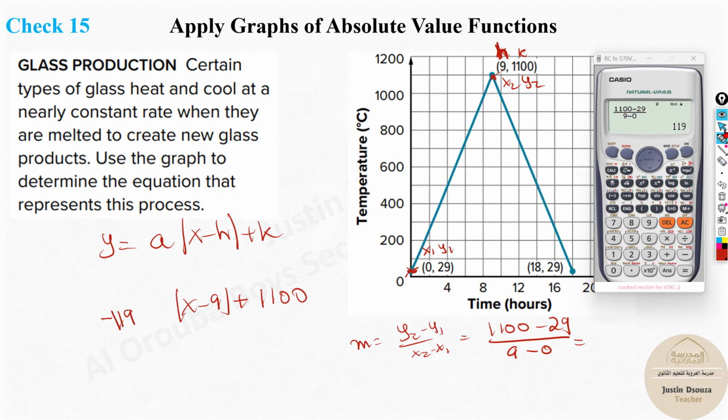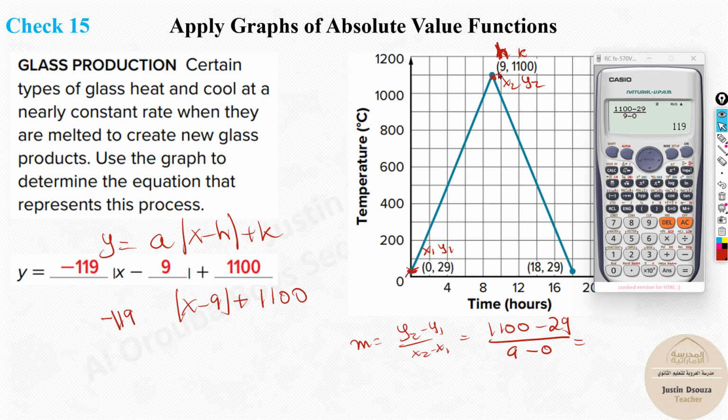Let's see the final answer. It should be the same. Yes, it's minus 9, and inside the absolute value modulus symbol, it'll be x minus 9 plus 110. So this is how you solve this problem. Very simple with the slope equation, and then see what is happening.